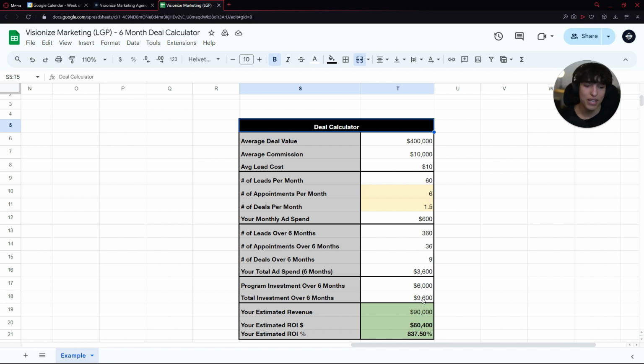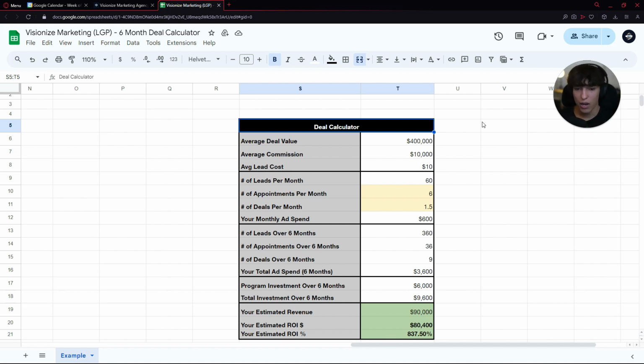And with that being said, you're going to be profiting $80,400, and your estimated ROI is 837%, aka turning $1 into $8.37, which once again is worth it every single day of the month.